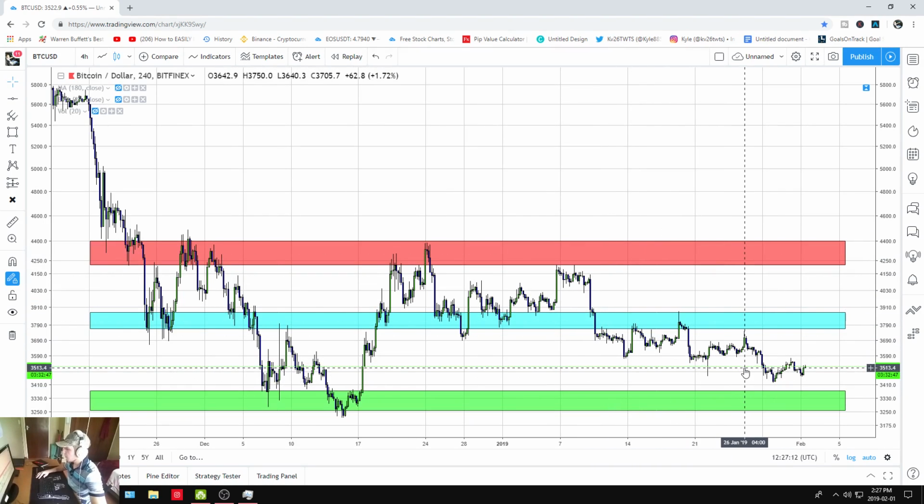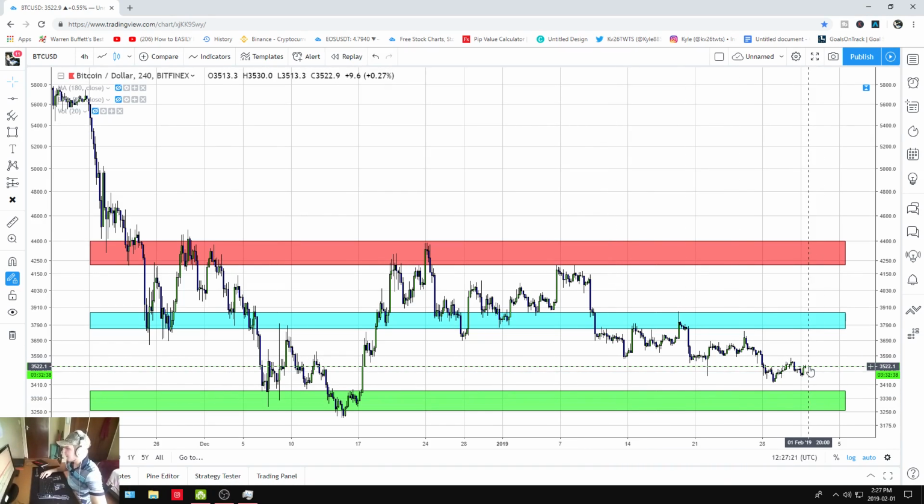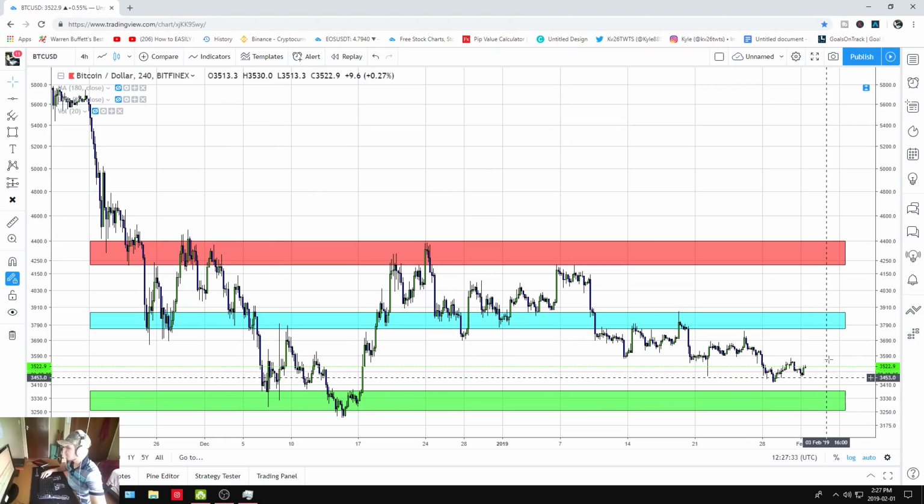Now where's Bitcoin heading to? Just by doing that simple support and resistance zone work, we can already identify that Bitcoin's main direction is trying to get to that support zone, and that's where I'm going to be waiting for Bitcoin to go before I enter any position. Then once in that zone, I'm going to start looking for possible buys.